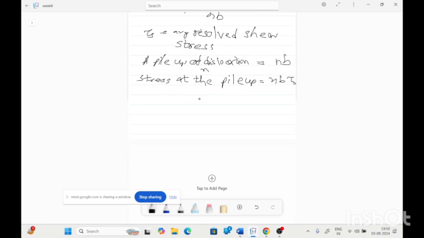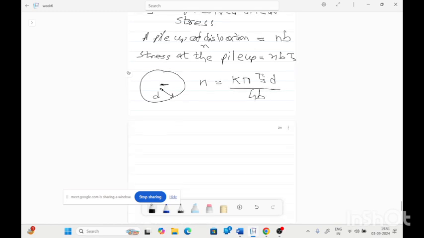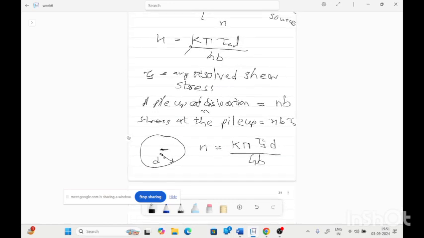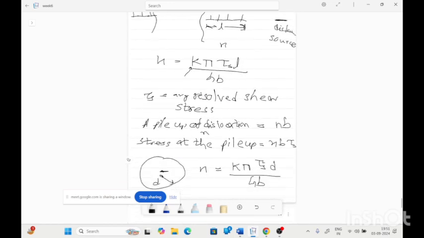So for a dislocation source at the grain center, and the grain diameter is D, the number of dislocations at the pileup can be written as k pi tau_s D by G b. D is the grain diameter. So in this case, the pileup length will also be D.